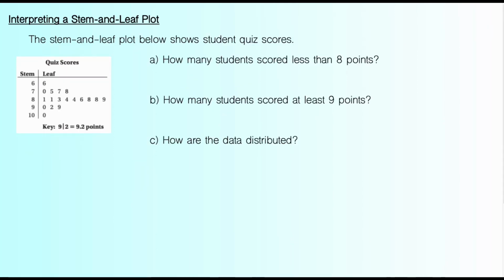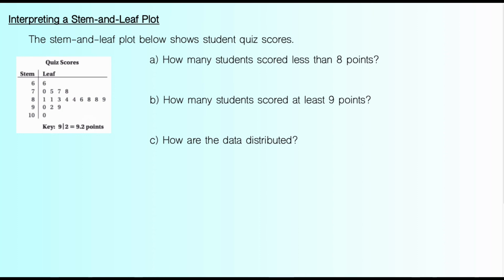Here is an already created stem and leaf plot, and we're going to focus on how to interpret this. This particular stem and leaf plot shows student quiz scores. We can see from the key, just like I had said before, this is decimal values. So this person, for example, earned a 6.6. This person scored a 9.2, a 9.9, an 8.1, a 10.0. So this is not two-digit numbers. These are decimal values.